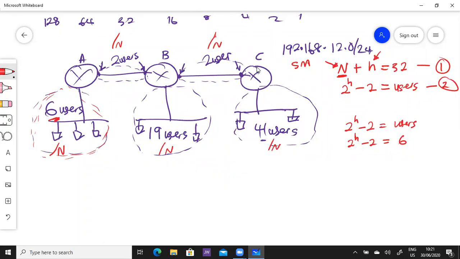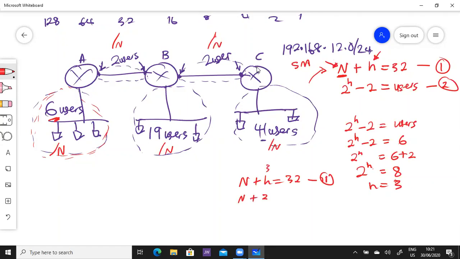Taking this first subnet, 2 raised to the power h minus 2 is equal to 6. Let's group the like terms and unlike terms. The 2 crosses the equal sign to be positive. So 2 raised to the power h is equal to 8. In this case, h will be 3 because 2 raised to the power 3 is 8. Once we have a value for h, we come to equation 1. N plus h is equal to 32. We substitute 3 here. So n plus 3 is equal to 32. N is equal to 32 minus 3, and n will be equal to 29. So our subnet mask for the 6 users is going to be /29. Is that difficult? Very, very easy steps.